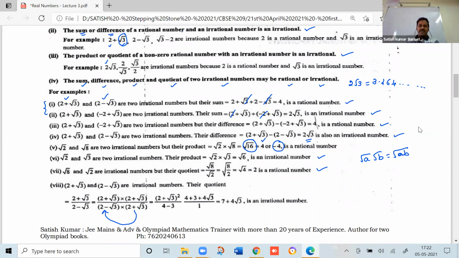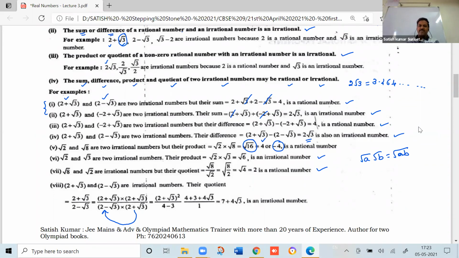What is a minus b into a plus b? It is a square minus b square. So a square means 4, and b square means root 3 whole square, so 3. So 4 minus 3 is 1.